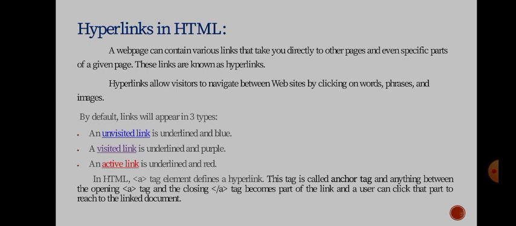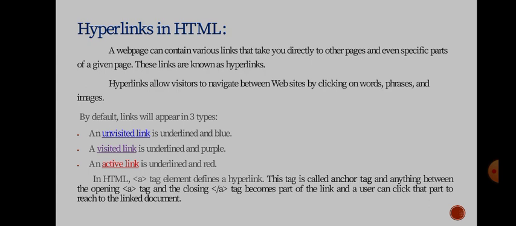By default, links will appear in most browsers in three ways. The first one is an unvisited link, which is underlined in blue color, a visited link is underlined in purple color, and an active link is underlined in red color.